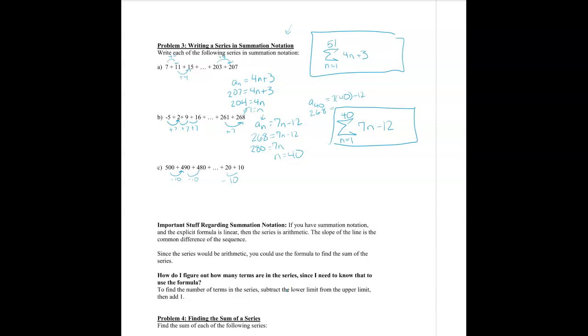Alright, so again, I'm going to set up my summation notation. I see that I'm still starting with a sub 1, so n is equal to 1 to get my first term. Now I need to find my explicit formula and the number that goes up here. But in order to get that number, I need to find my explicit formula first. Again, I notice that I'm going down by 10 every time, so I know that my explicit formula is going to involve a -10.